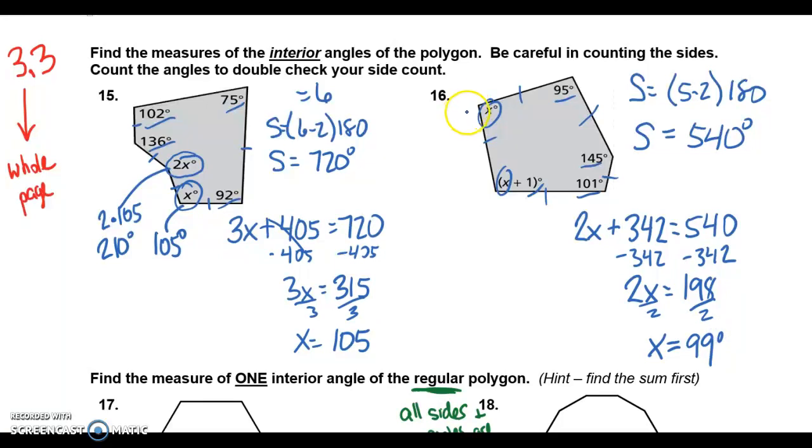Okay, we are not quite finished. We need to go back up here and label. So this is 99. This one is 99 plus 1. So this one is 100. If you add these 1, 2, 3, 4, 5 numbers together, we had 5 sides, and it adds up to 540, then you know you're correct. So that's awesome. Okay, I'm going to stop there and make a new video for the rest.